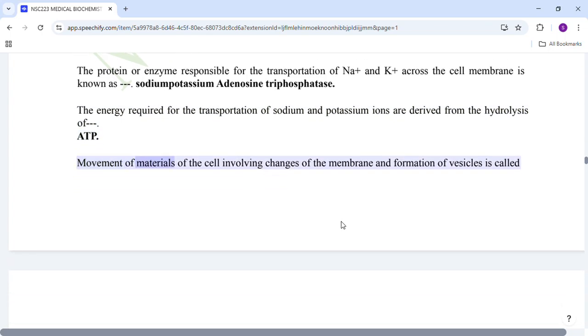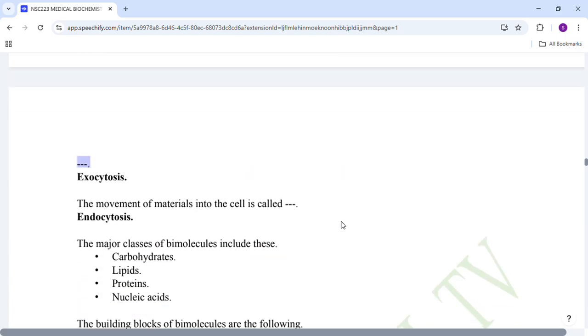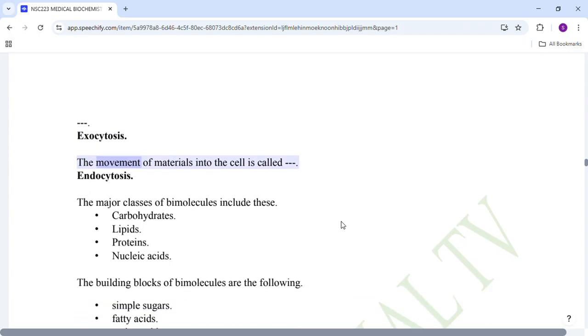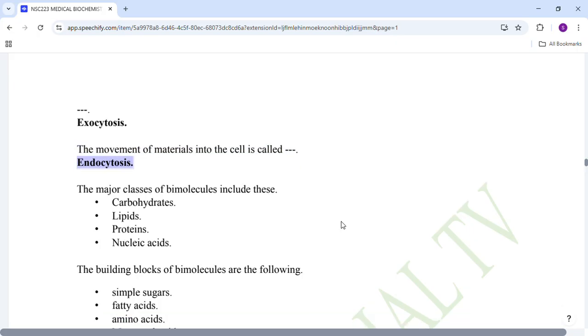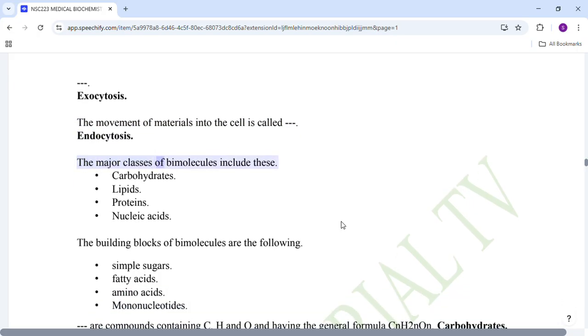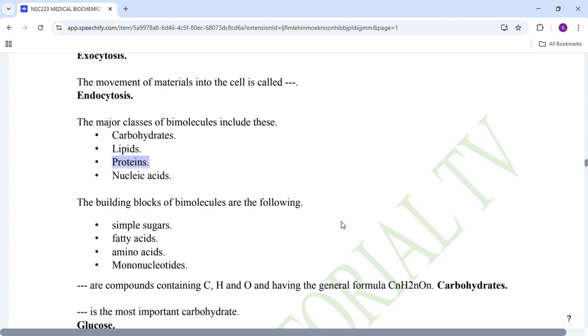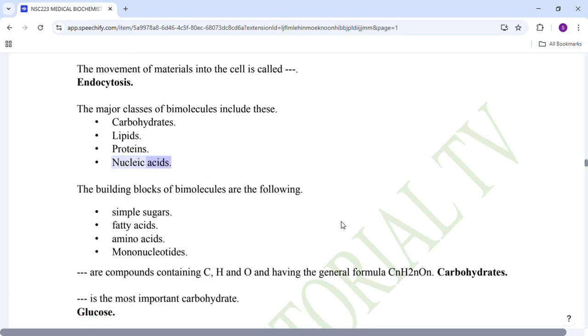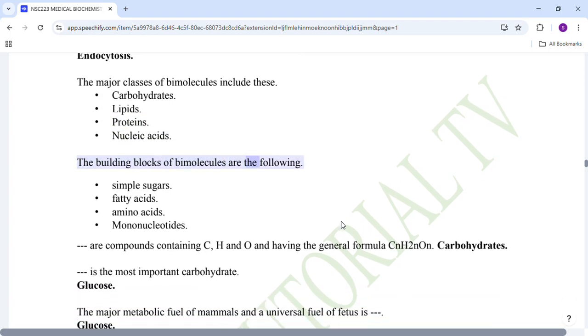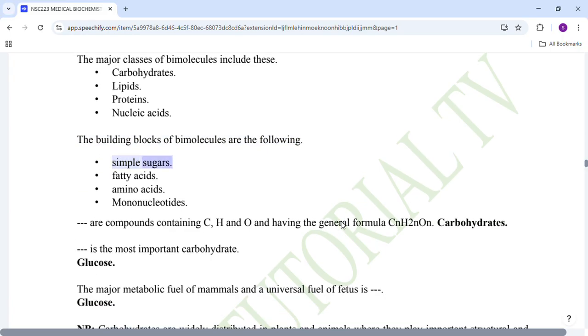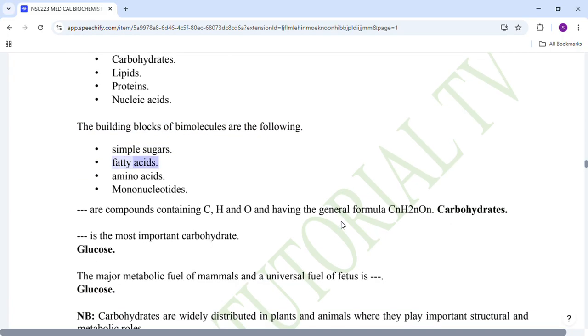Movement of materials out of the cell involving changes of the membrane and formation of vesicles is called exocytosis. The movement of materials into the cell is called endocytosis. The major classes of biomolecules include carbohydrates, lipids, proteins, and nucleic acids. The building blocks of biomolecules are simple sugars, fatty acids, amino acids, and mononucleotides.